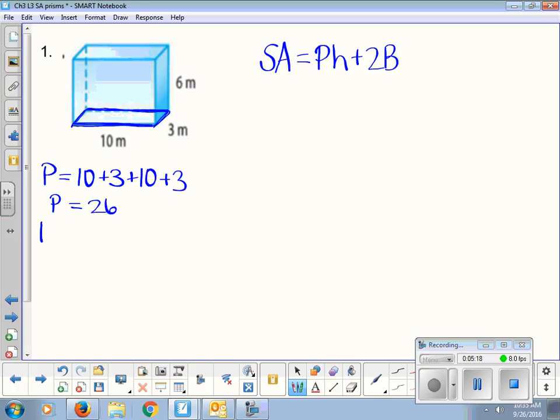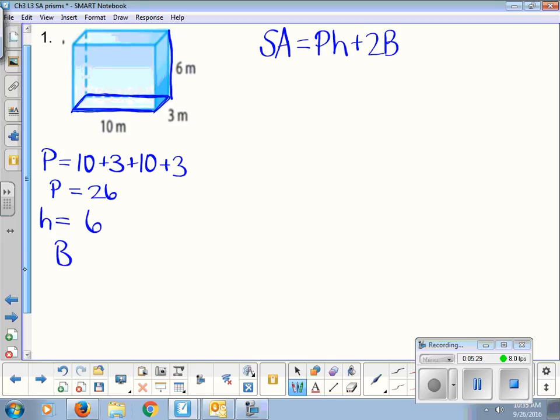For our height, what is the height of our prism? 6 is the height of our rectangular lateral sides. And for area of the base, since our base is a rectangle, we use what formula? Base times height. We want the area of the bottom, we're looking at just this rectangle. So 10 times 3, and that gives us 30.